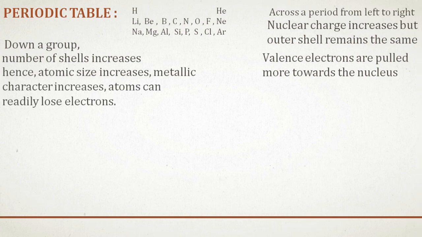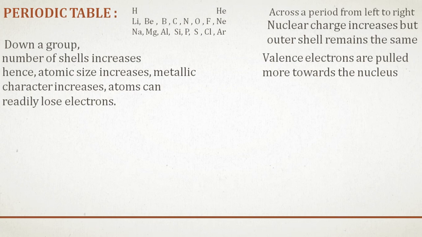Now, down a group, as the number of shells increases, we just discussed why the number of shells increases down a group. So atomic size increases. You can always consider this number of shells like the number of rooms in your house. If the number of rooms is increasing in your house, the size of the house will increase. Similarly, if the number of shells is increasing in an atom, then the size of the atom will increase. So atomic size increases, so metallic character increases.